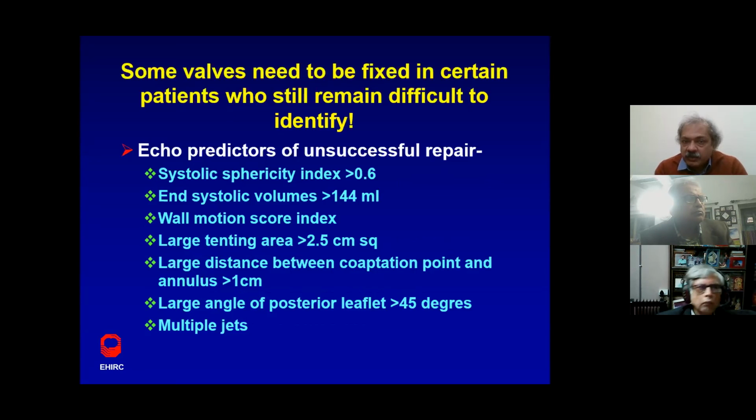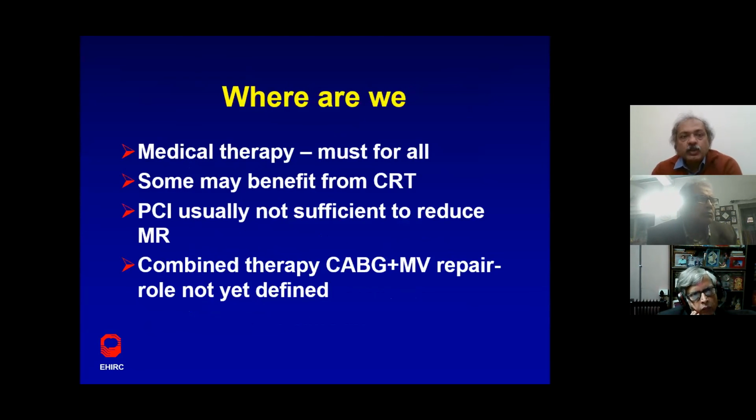These are the ones. If the heart is more globular, it is bad. If the end systolic volume is more than 150 odd, it is bad. Higher wall motion scoring index, it is bad. Large tenting area is prognostically bad. Large distance between coaptation point and annulus is bad. Large posterior angle, more than 45, is bad. Multiple jets is bad. So where are we?